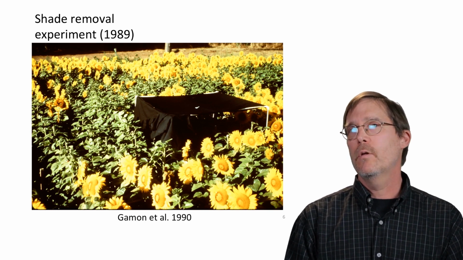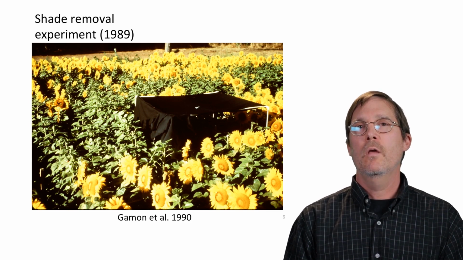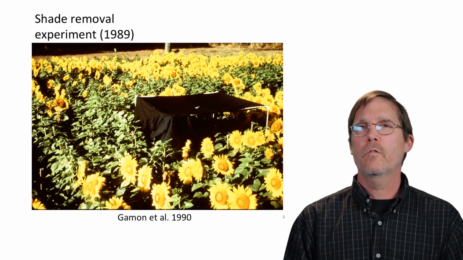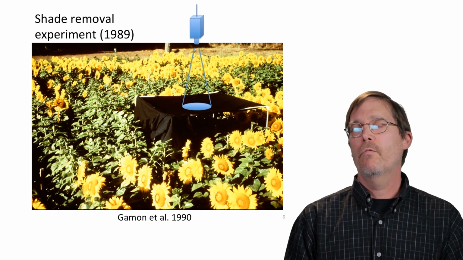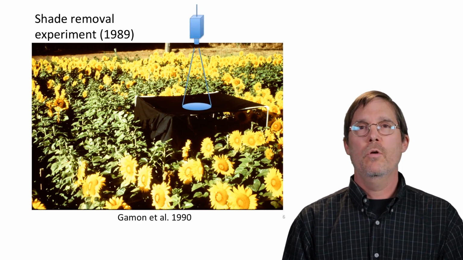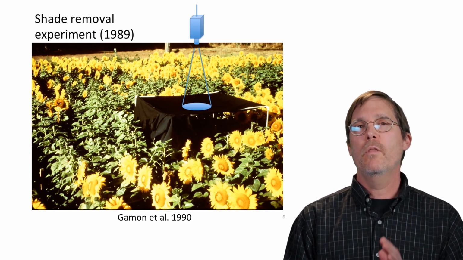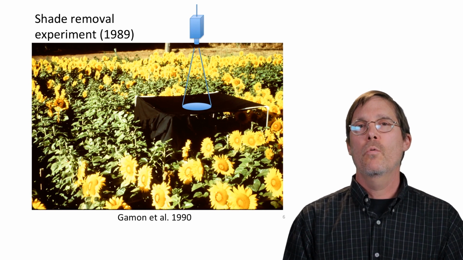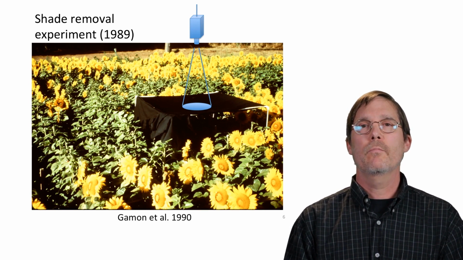So this canopy's been shaded since the night before. It's in a dark adapted state. And the thing that this picture doesn't show is that while this is going on, we're looking at it from above with a spectrometer, which is monitoring the reflectance of that canopy. So from the moment that shade cloth is removed, we're watching that canopy and monitoring the spectral reflectance.